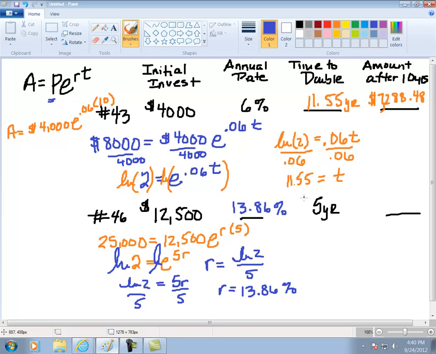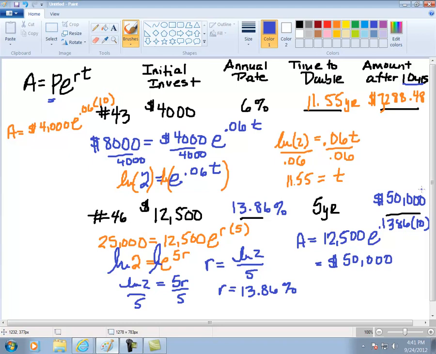But now if we want to know the amount after 10 years, again, we're just going to use our original formula, the amount. Start with our principal, which is 12,500, e to the rate now. Again, remember you have to convert a percent to a decimal, so that's going to be 0.1386. And now we know our years as 10. That's given up here, 10 years. Plugging all that into my calculator, I get right on the money $50,000. That would be a nice investment.